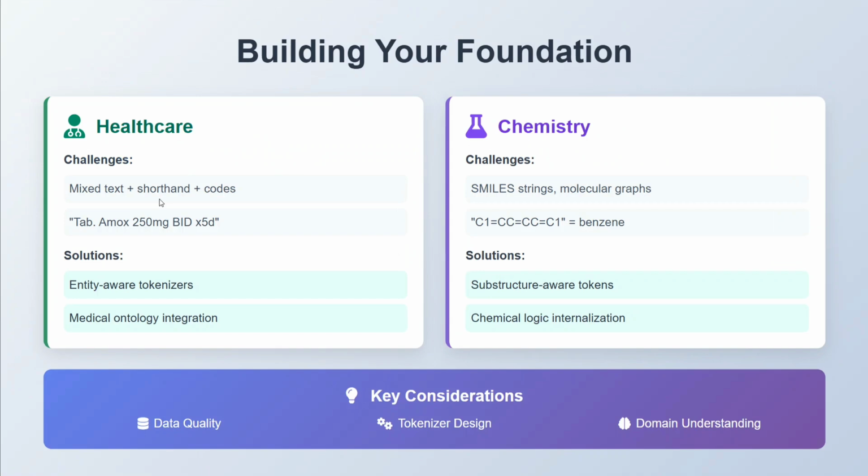Similarly, in the case of chemistry, assume that I want a model that understands chemistry very well. We would be feeding it just equations and formulas. In that case also, defining the tokens is very difficult, and designing the pre-training task is difficult. The solutions are substructure-aware tokens, chemical logic internalization, and whatnot. So foundational model building is heavily domain dependent, and nothing is fixed in this case.